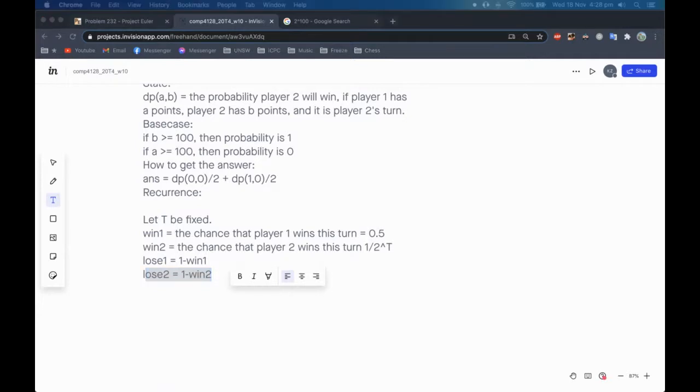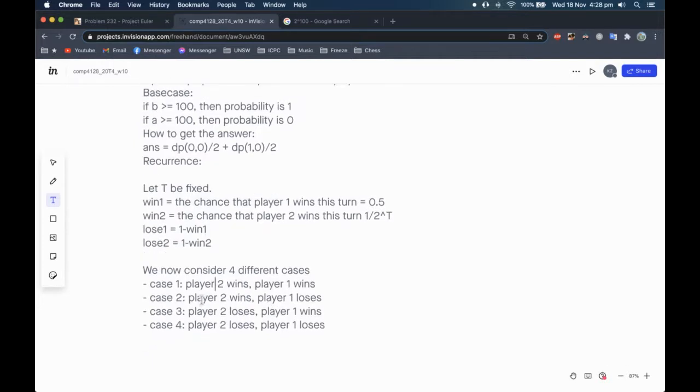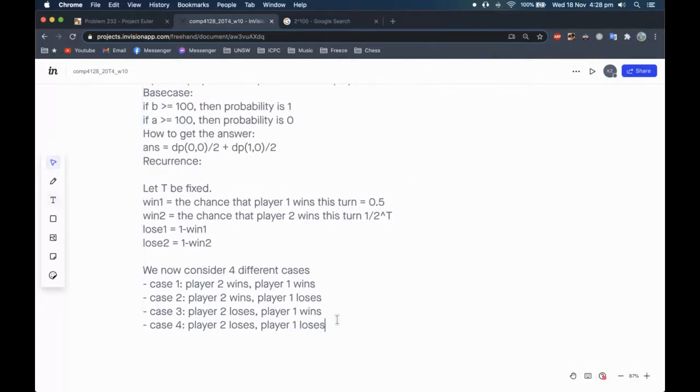Okay, that's pretty straightforward. And now to move from one state to another, we need to consider 4 different cases. I'm not going to type it all out, so I'll just copy paste it from my notes. Here are the 4 different cases. So case 1, player 2 wins, and then player 1 wins. Case 2, player 2 wins, player 1 loses, and then so on. So all the combinations of losses and wins for player 2 and then player 1. For each of these cases, we're going to see how this transitions us into our next state.